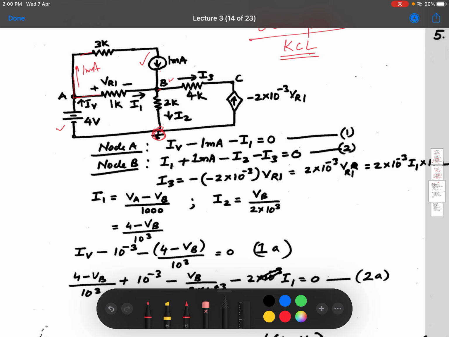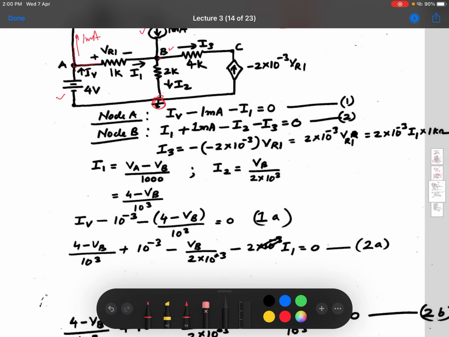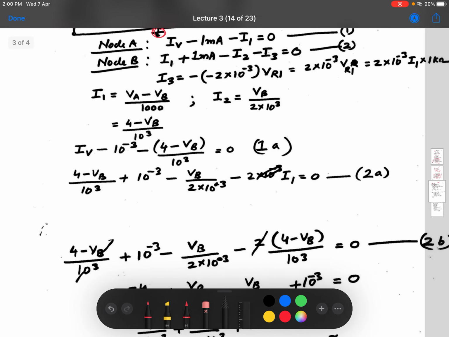So this is IV, then 4 minus VB, this part is I1, and this is 1 milliampere. Same 1 milliampere. So the same equation is written over here as 1A, corresponding to this, and similarly you can correspond equation 2 to 2A. So you can put I1 equal to 4 minus VB and so on, depending on what these values are. The same values come over here and they are substituted, and that is what you get.